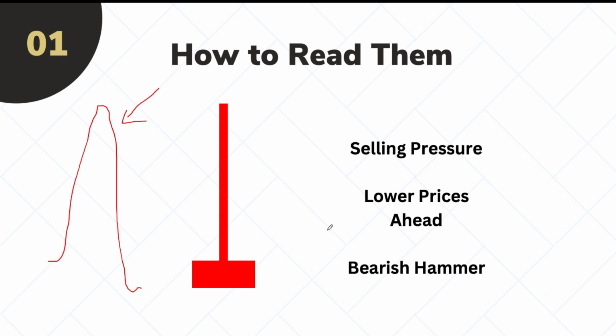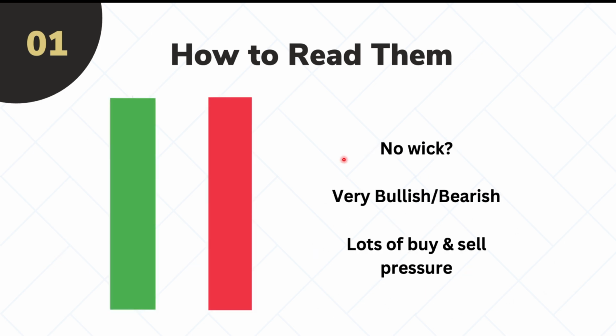And this is called a bearish hammer. So now you know what a normal candlestick looks like, a bearish and a bullish one. You know how a hammer looks like with lots of buy and sell pressure. But what if a candle doesn't have a wick or a really small one? What does that say about a candle?